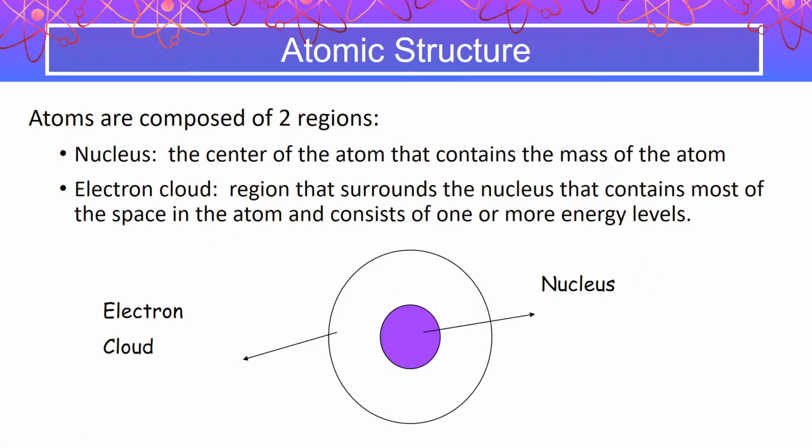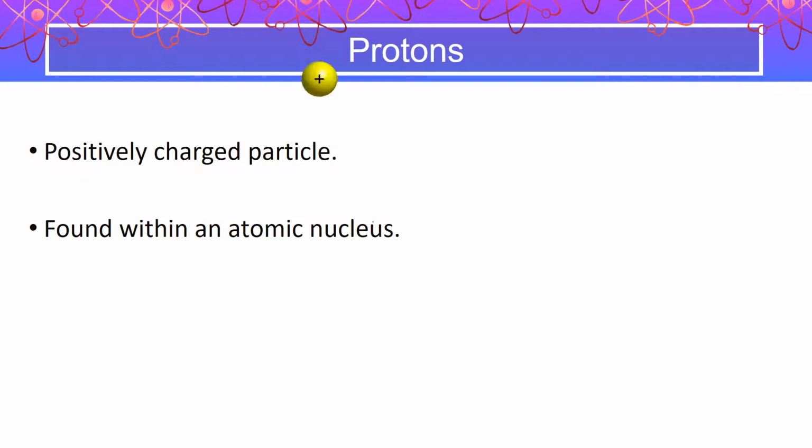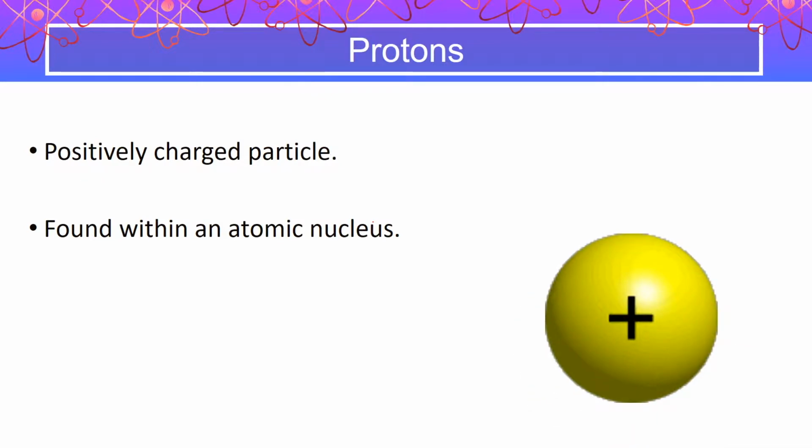So our first particle that we're going to look at is the proton. Now, protons are positively charged. Really handy there. Protons are positively charged. You find your protons within your nucleus. So you find those protons within the atomic nucleus right in the center there. So here we've got our proton with a big plus in the middle because it is positively charged.